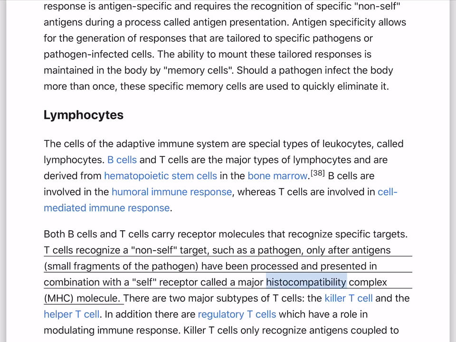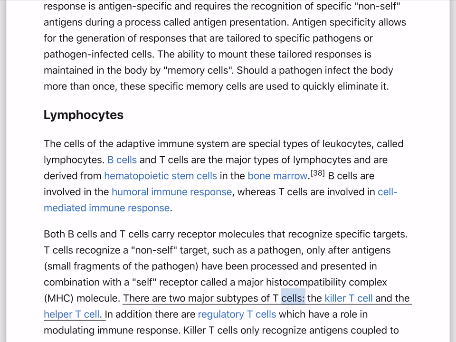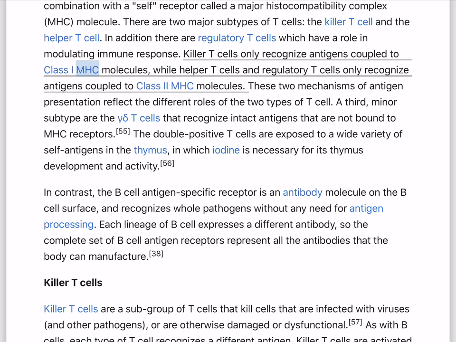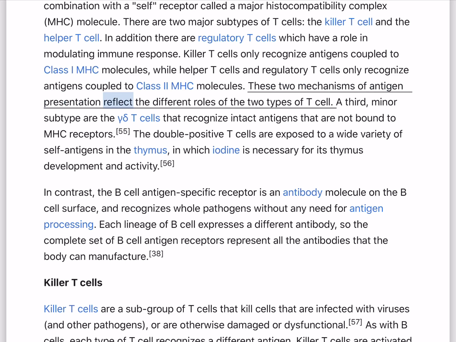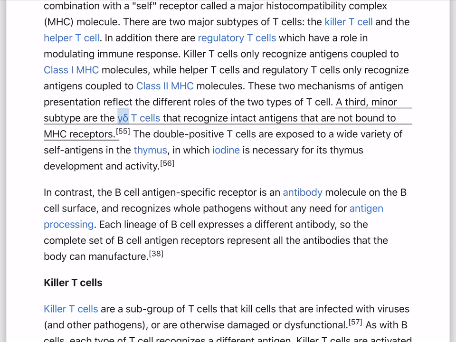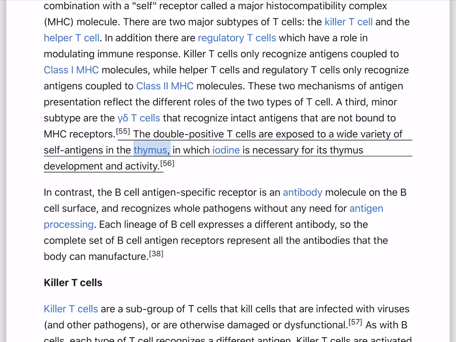There are two major subtypes of T cells, the killer T cell and the helper T cell. In addition, there are regulatory T cells which have a role in modulating immune response. Killer T cells only recognize antigens coupled to class I MHC molecules, while helper T cells and regulatory T cells only recognize antigens coupled to class II MHC molecules. These two mechanisms of antigen presentation reflect the different roles of the two types of T cell. A third, minor subtype are the gamma delta T cells that recognize intact antigens that are not bound to MHC receptors. The double positive T cells are exposed to a wide variety of self antigens in the thymus, in which iodine is necessary for its thymus development and activity.